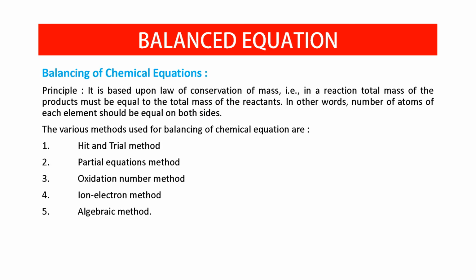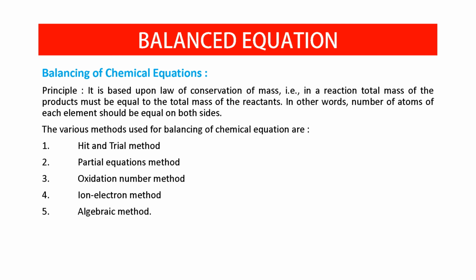The next topic is balancing a chemical equation. How do we balance a chemical equation? If we have any equation, how are we going to balance it? And the most important question is, why do we balance a chemical equation? Why is it necessary? Because if we don't balance the chemical equation, it violates the law of conservation of mass. So to follow the law of conservation of mass, we balance the equation.